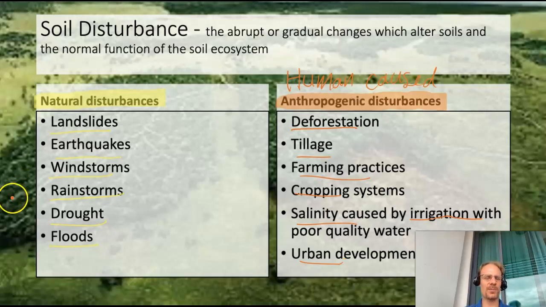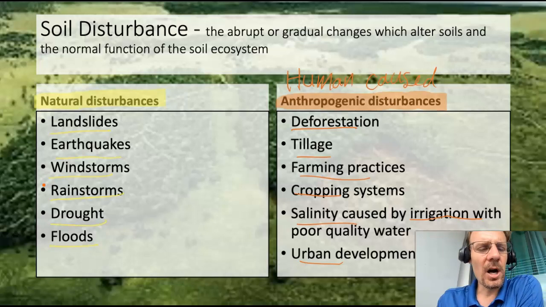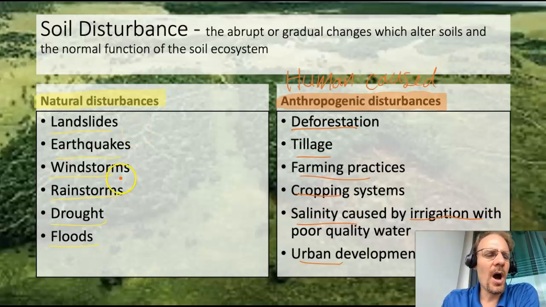Unlike our natural disturbances, which the soil has already built a natural immunity or resilience to, soils don't have a resilience to anthropogenic disturbances. And so anthropogenic disturbances can greatly reduce a soil's resilience. That concludes our video lecture number 2 on soil resilience classification and soil disturbance.